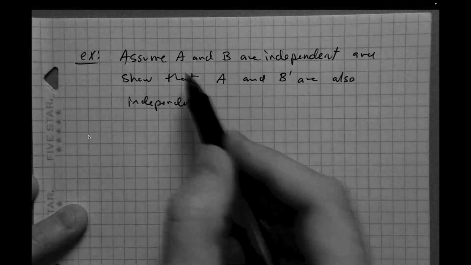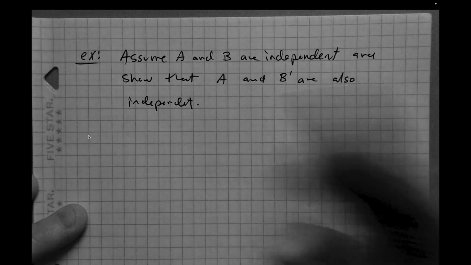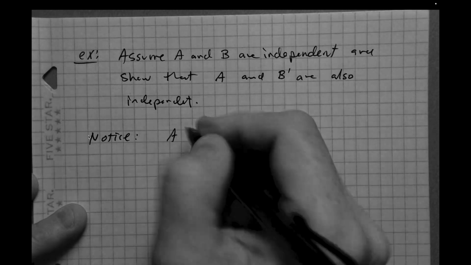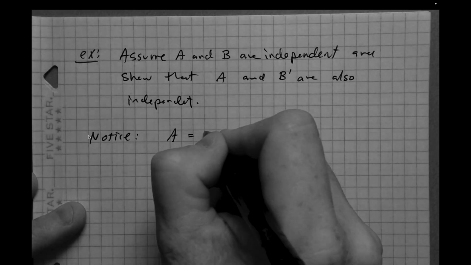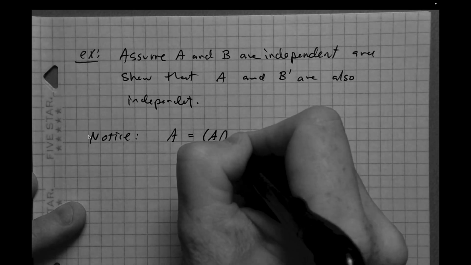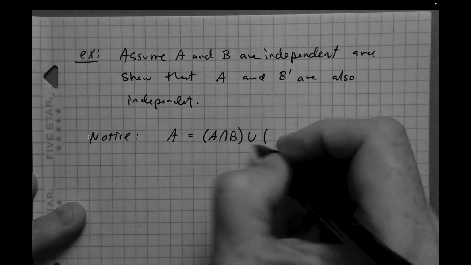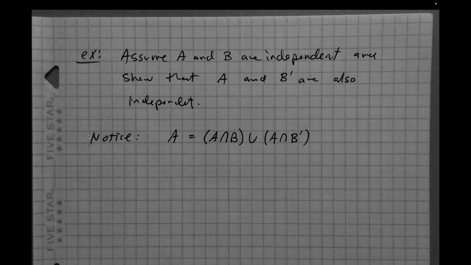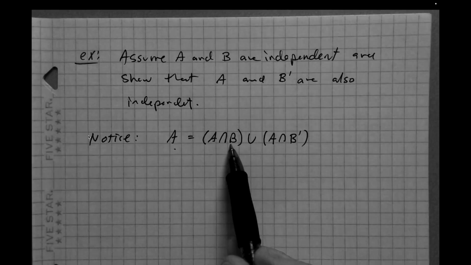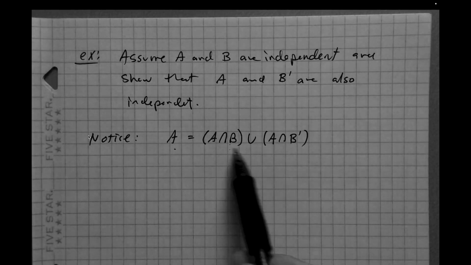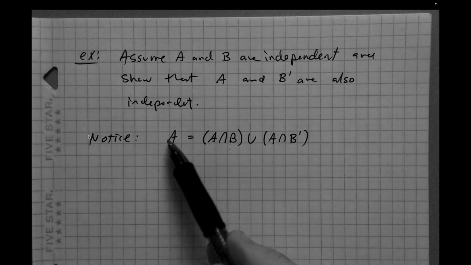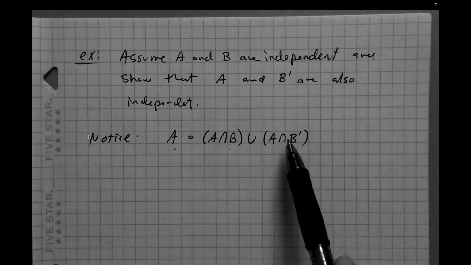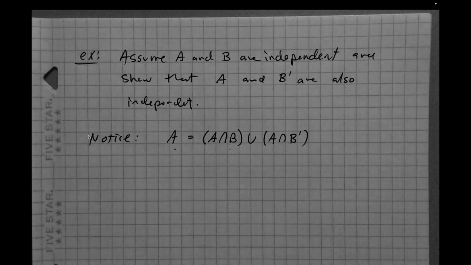There are different ways to show this, but a nice way is to notice the following. The event A is equal to the union of A and B and A and not B. So A is equal to A and B or A and not B. Hopefully that's clear: the element of A is going to be equal to the union of everywhere it overlaps with B and everywhere it doesn't overlap with B. So we're just adding B into the mix by doing this.